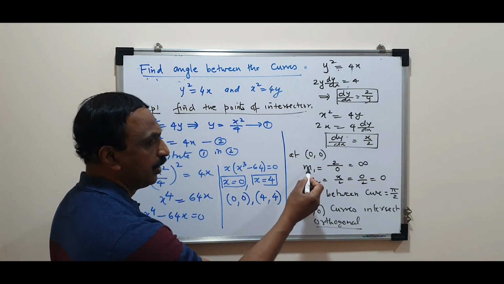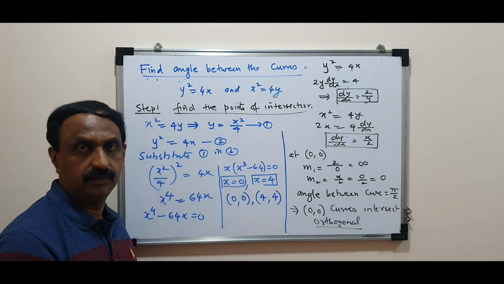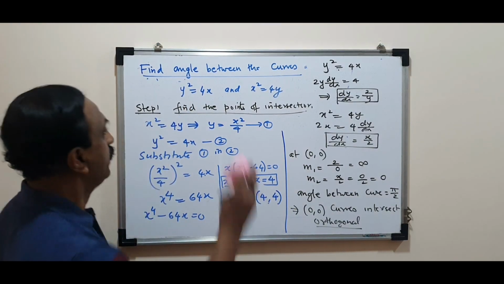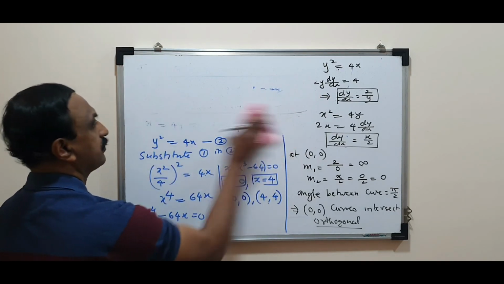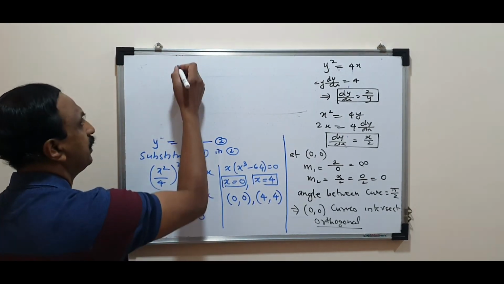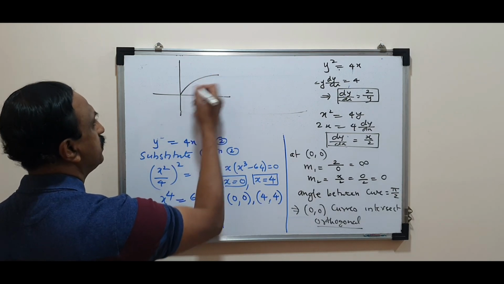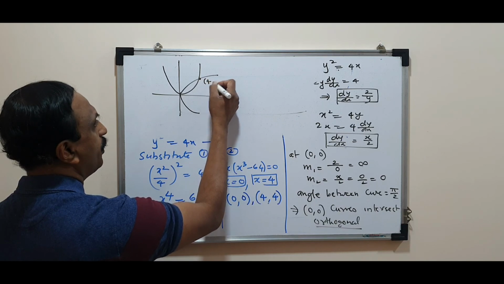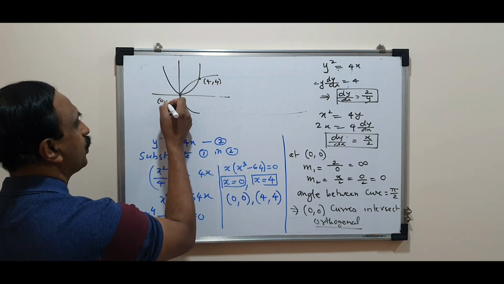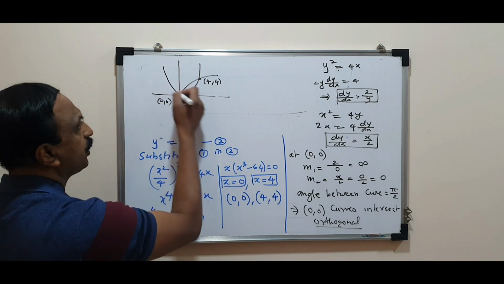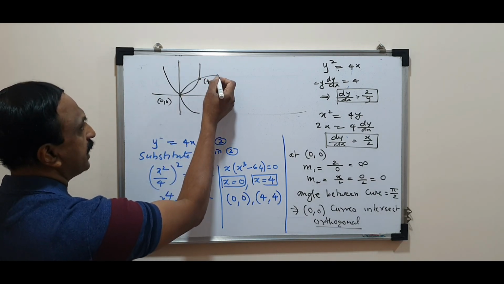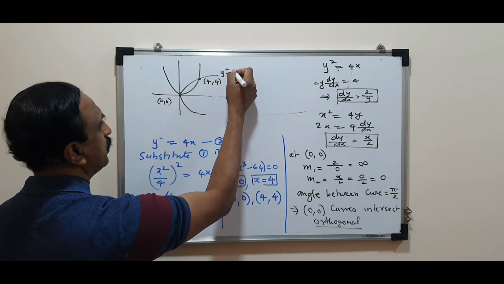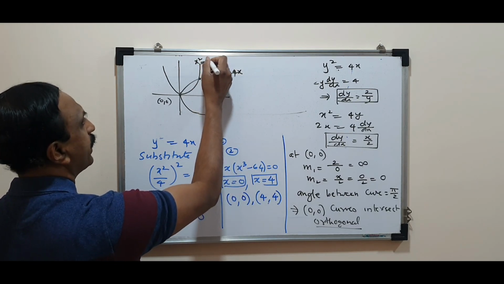Once again I'll explain. One of the slopes has got infinity. That means the tangent is perpendicular to x-axis. So if I'm trying to draw the curve, it will be like this. The first curve is one parabola like this, another curve like this, one intersects at (4, 4), another point of intersection (0, 0). The tangent to this curve, y squared equal to 4x, and this is x squared equal to 4y.